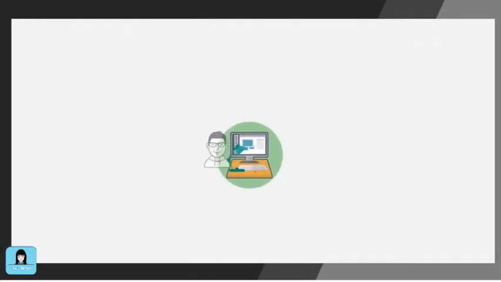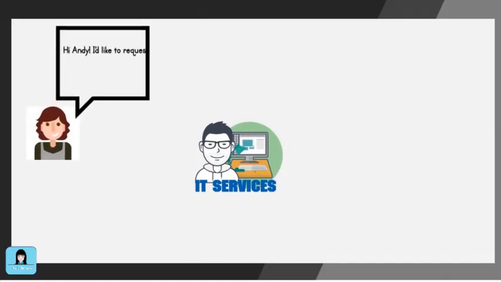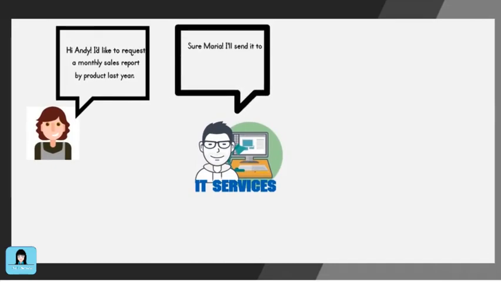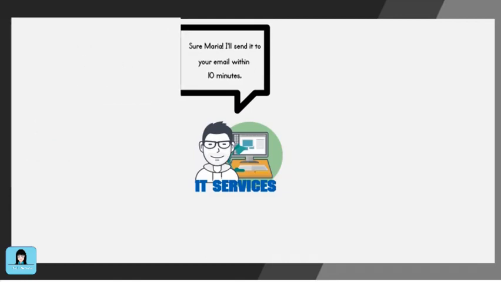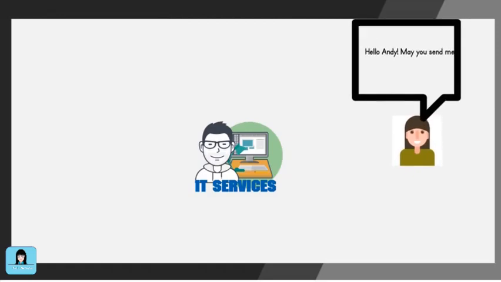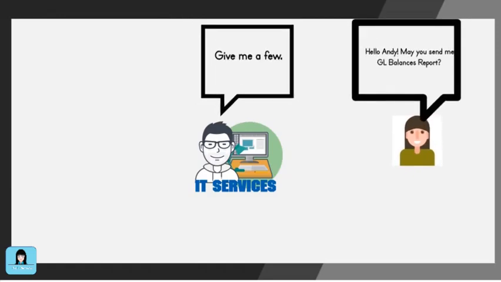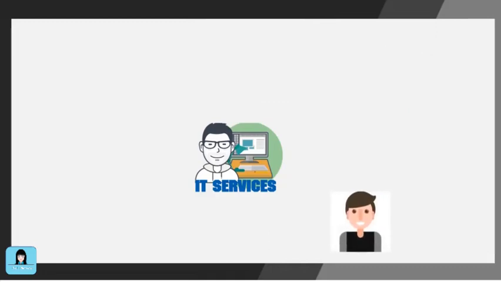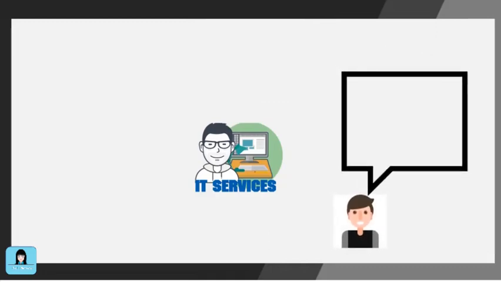To better understand this approach, assume the marketing department wants a report showing monthly sales per product. The marketing department requests that information from the IT department. When the accounting department needs a report of account balances of ledger accounts, they also have to request it from the IT department.